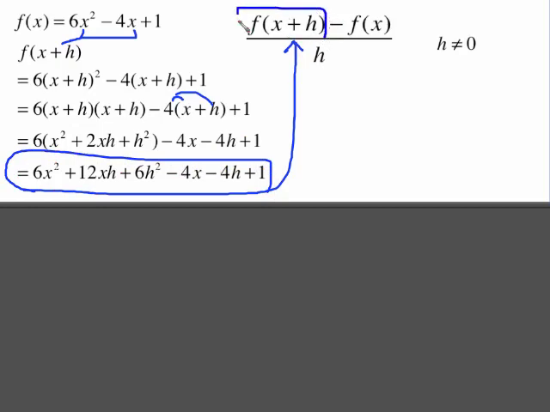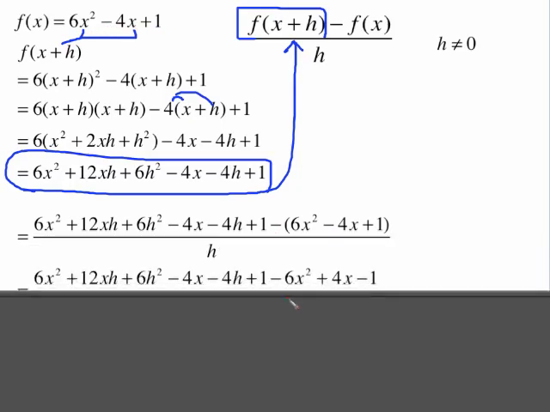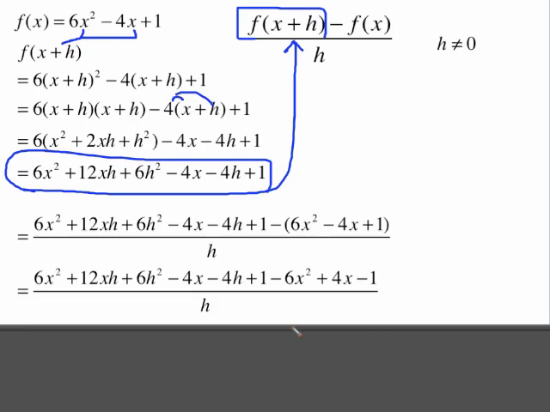So that part is done. So now I'm going to carry that whole big chunk down here, that's this right here, subtract f of x, which is our original function. So I'm subtracting this. I put it in parentheses with a minus in front, tells me to just distribute the negative through the parentheses. So that's how I end up with this step.